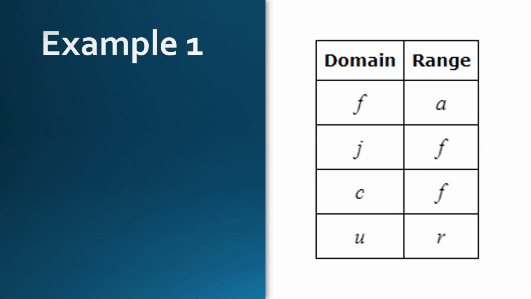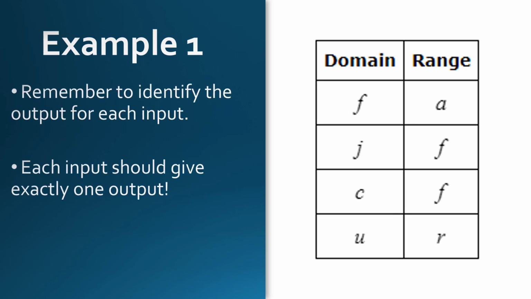Now let's go through some examples. Here we have a table of domains and ranges. Remember to identify the output for each input and ask, is each input giving you exactly one output? Let's take a look. F gives us one output of A, J gives us one output of F, C gives us an output of F, and U gives us an output of R.